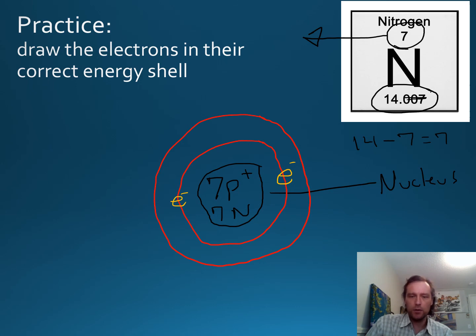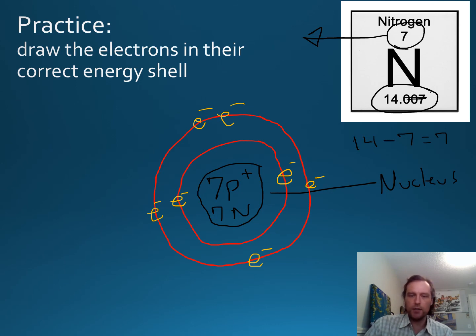So 1, 2, 3, 4, 5, 6. Now I'm going to start pairing them up. 7. So let me count again. 1, 2, 3, 4, 5, 6, 7. So there's 7 electrons. That means this is a nitrogen in its atomic form, meaning the number of protons equals the number of electrons. I'm not going to write that out.